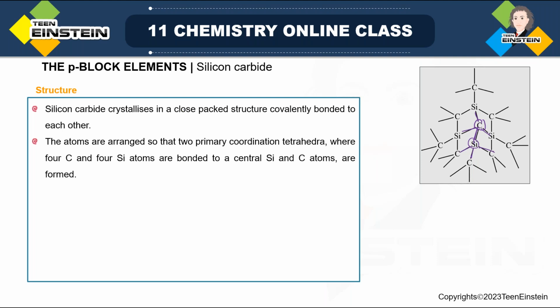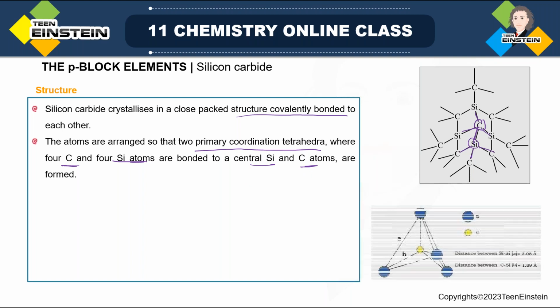So silicon carbide crystallizes in a close packed structure, covalently bonded to each other. That is, silicon and carbon are covalently bonded to each other. The atoms are arranged as 2 primary coordination tetrahedra, where 4 carbon and 4 silicon atoms are bonded to the central silicon and carbon atoms, respectively. So in this way, tetrahedral arrangements are there.